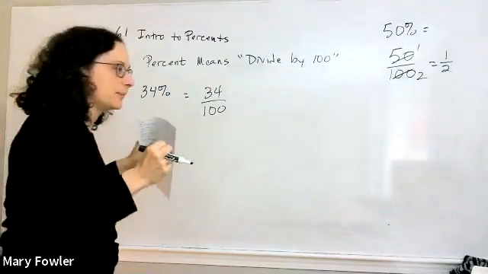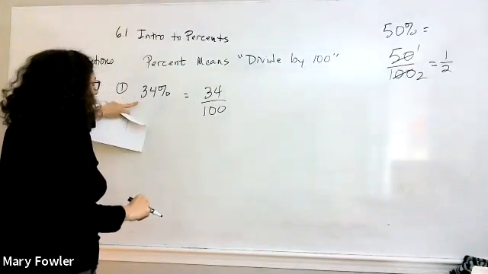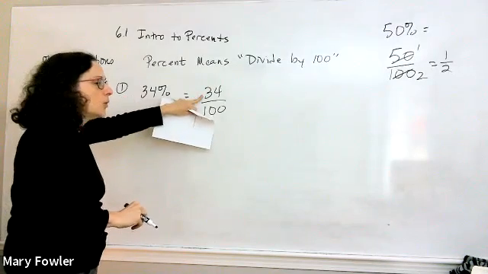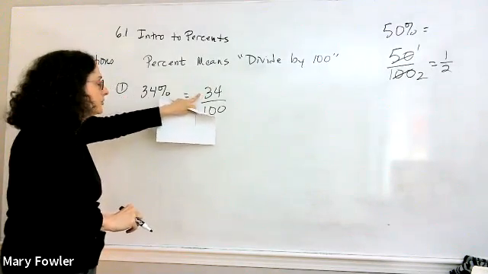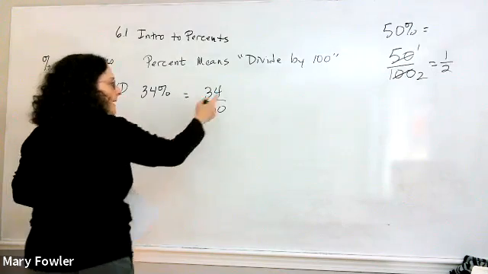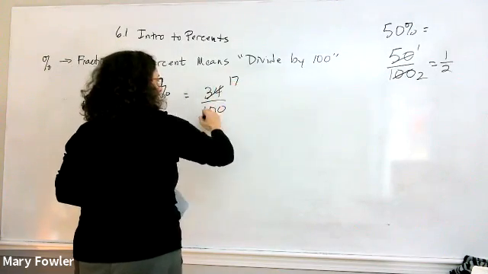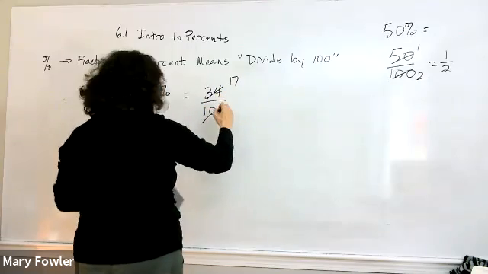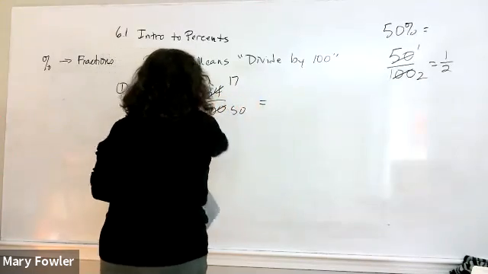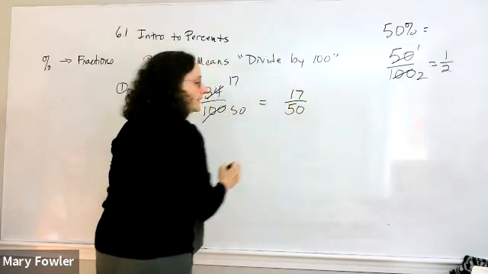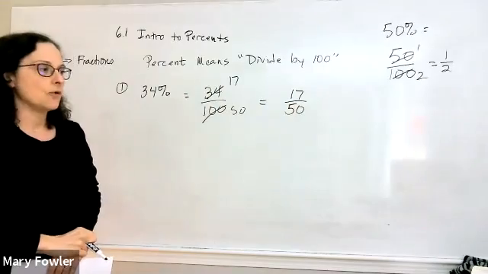Sometimes I need an example. So here we have number one on the worksheet, 34%. We are going to write it as 34 over 100. And now we find that there's a 2 in 34 17 times, and 2 goes into 100 50 times. So 34% also is equal to 17 over 50.